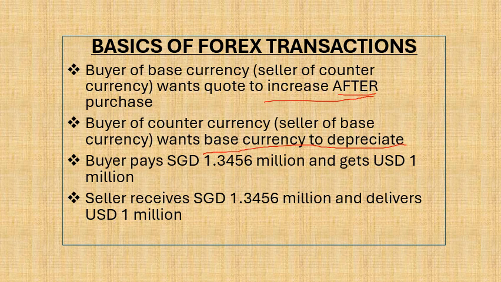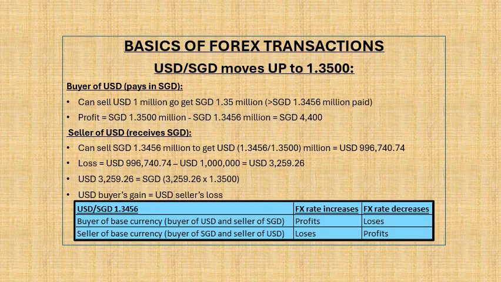In our example, if the buyer pays Singapore dollar 1.3456 million and gets USD 1 million, and the quote moves up to 1.3500, the buyer will be able to sell the USD 1 million to get Singapore dollar 1.35 million. This is more than the Singapore dollar 1.3456 million he paid by Singapore dollars 4,000, and that is his profit.